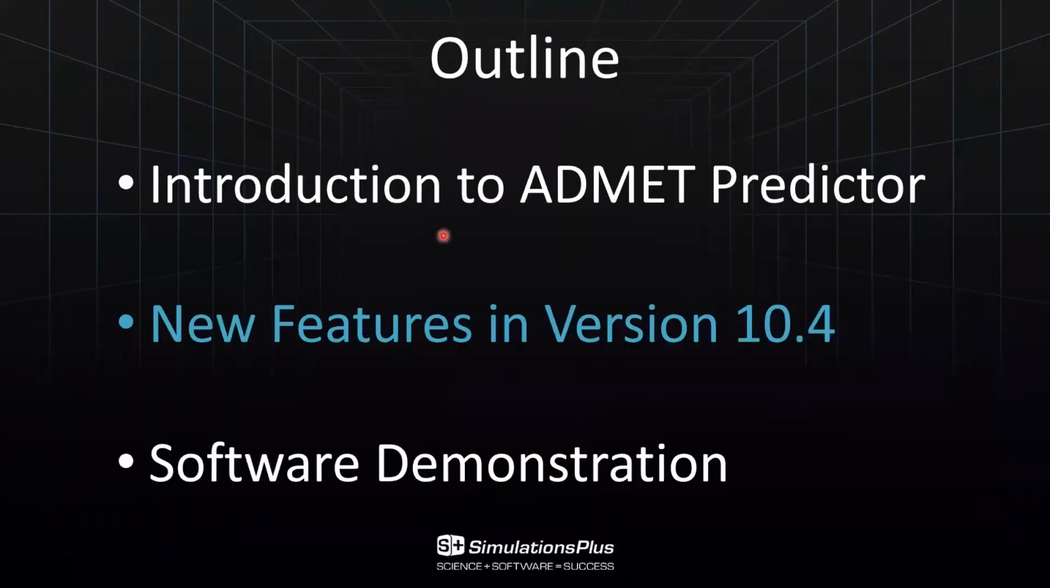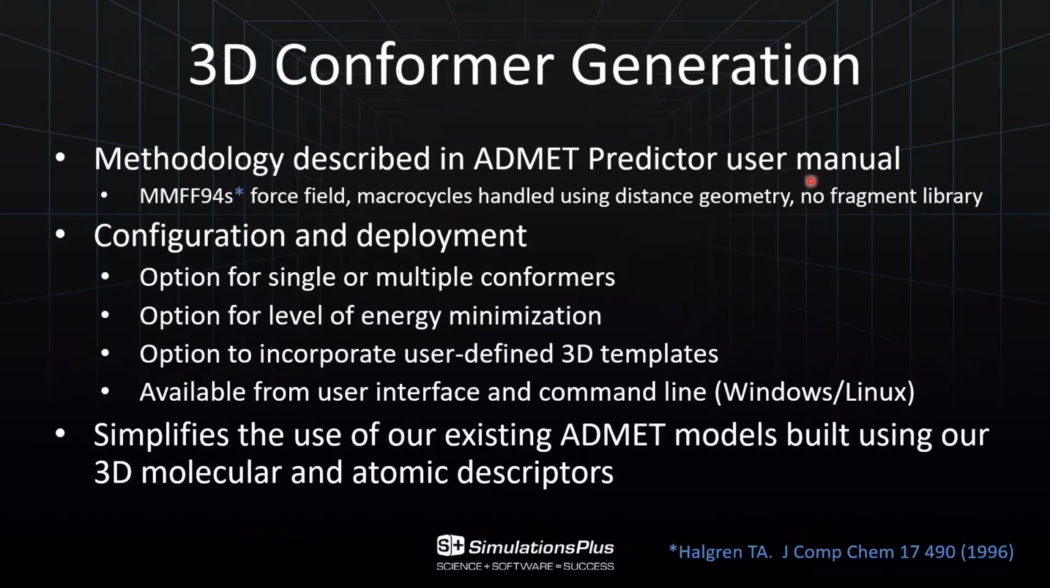Okay, so that was a very basic overview of ADMET Predictor as a whole. So now I will go over some of the new features that we've added in version 10.4. A major new feature of this release is the ability to generate 3D conformers. The methodology is described in the user manual, but briefly, it integrates our implementation of the MMFF94S force field, which was developed at Merck.